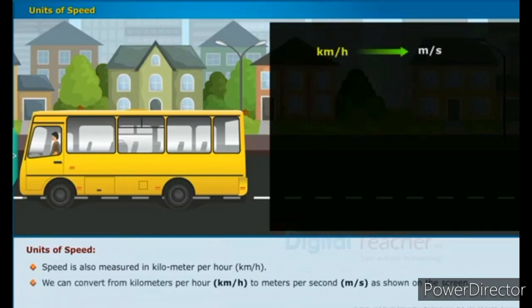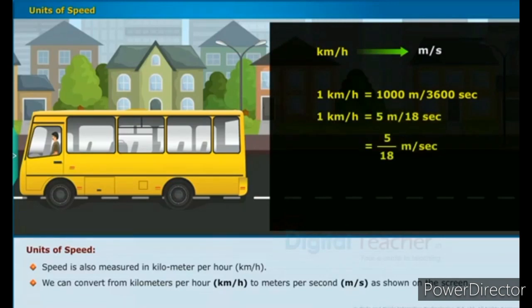We can convert from kilometers per hour to meters per second as shown on the screen. A kilometer has 1000 meters and an hour has 3600 seconds. So 1 kilometer per hour is equal to 1000 meters divided by 3600 seconds. That is equal to 5 by 18 meters per second.